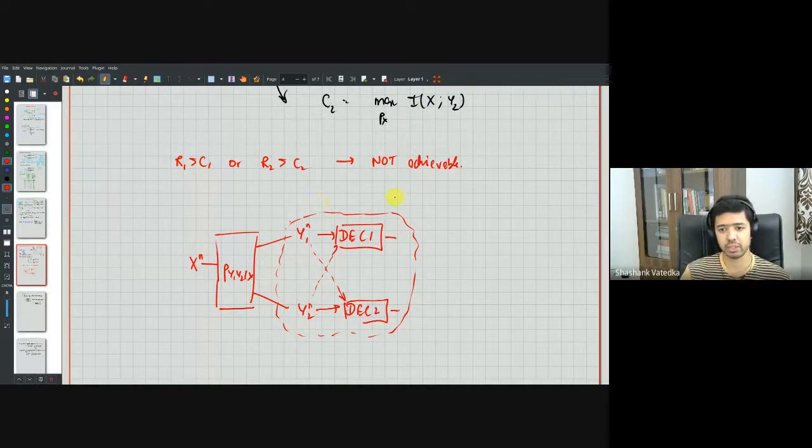So in this case, what can you say about R1 plus R2? Can you somehow use the converse for the standard channel coding theorem to say that some particular R1 plus R2 is not achievable?